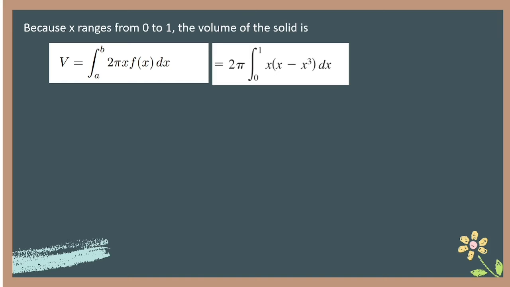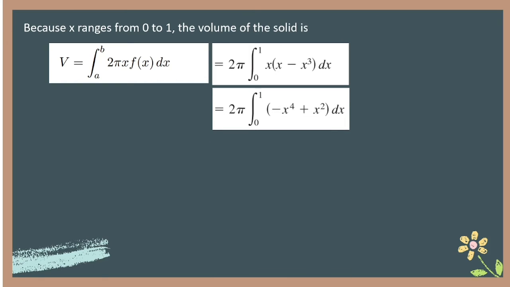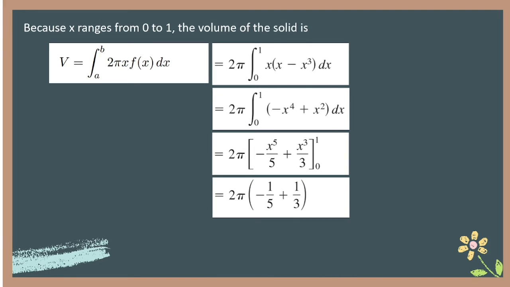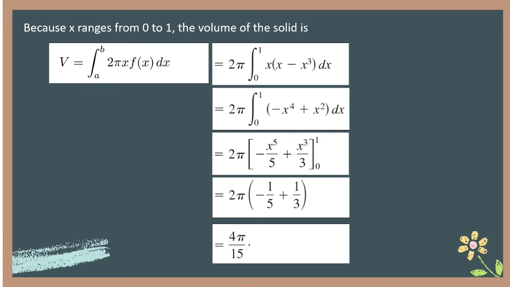Okay, now we have here 2 pi integral from 0 to 1 of x times negative x to the fourth plus x squared dx. And then integrate: 2 pi times negative x to the power of 5 over 5 plus x cubed over 3 evaluated from 0 to 1. Now we have 2 pi times negative 1/5 plus 1/3. Then we have the final answer, 4 pi over 15.